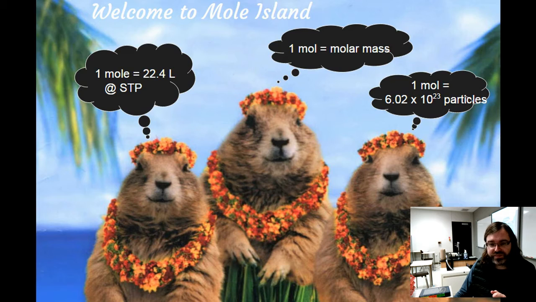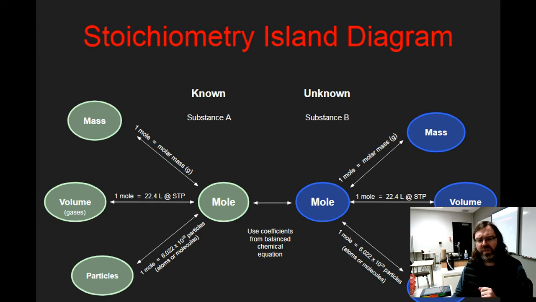So let's do it. Here's our diagram. If we're looking at our mole island diagram, the only one we weren't using before was this mole equals 22.4. And so now we're going to use that. Everything else is still applicable. We can still go to mass mountain, particle place, but now we can go to liter lagoon. That's the volume portion. Let's do a problem.